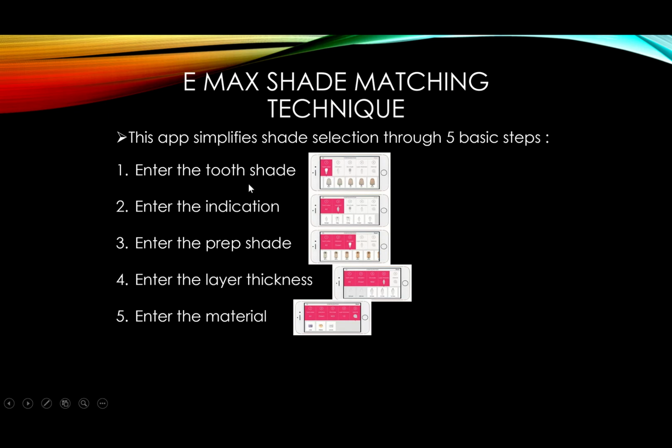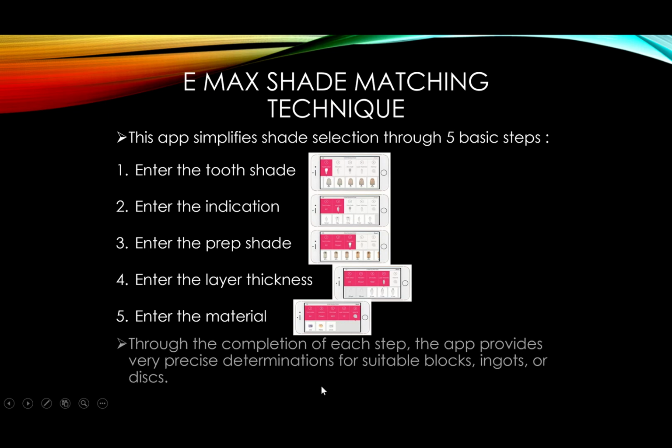Enter the tooth shade, the end result, enter the indication, veneer or a crown, enter the prep shade, ND, and then enter the layer thickness. This I can enter, and I can enter the material used. The material used here could be an ingot or CAD/CAM blocks, different blocks, whatever. Once you enter these 5 pieces of information, through the completion of each step, the app provides very precise determinations for suitable blocks, ingots, or discs.